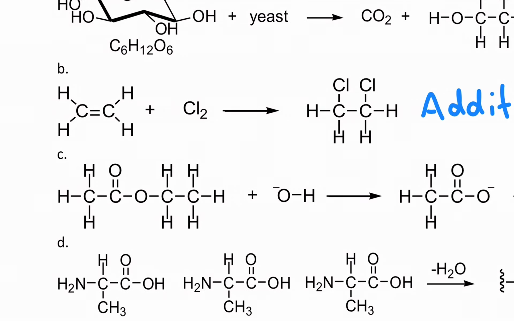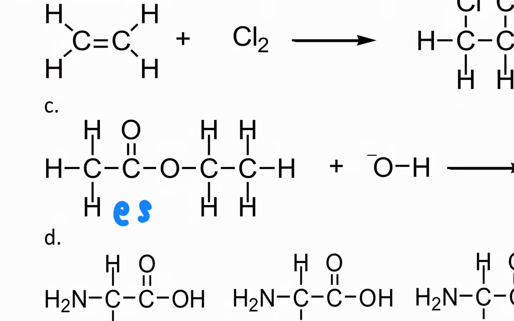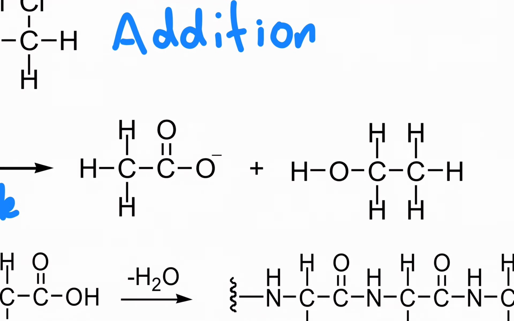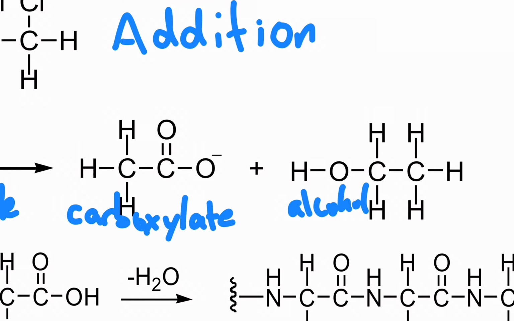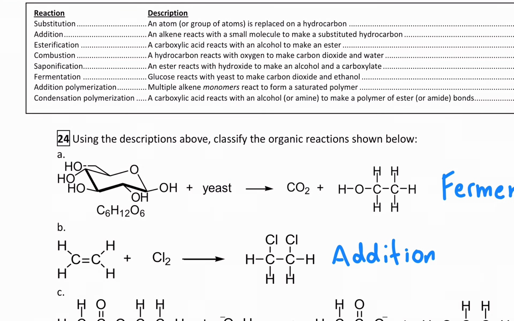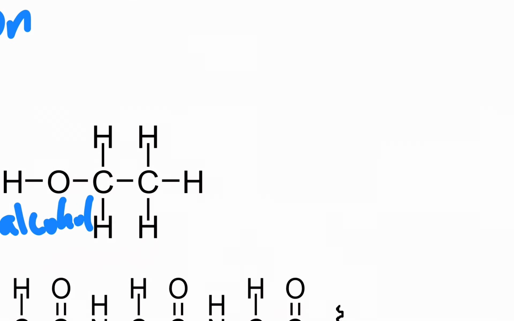C shows an example of an ester. Go back to your functional group notes. That's reacting with a base, hydroxide, to make an alcohol, and the conjugate base of a carboxylic acid, what's called a carboxylate. And if I find the best description up above, that is a saponification. An ester reacts with hydroxide to make an alcohol and a carboxylate. This is the main chemistry found in soap making, saponification.